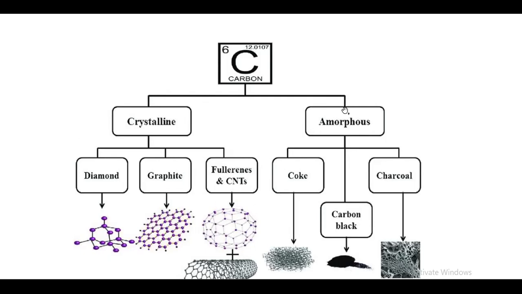Amorphous also consists of three: coke, carbon black, and charcoal. Amorphous is a kind of powdery material, while crystalline is formed completely of structures with sharp edges like crystals. So crystalline carbon is basically diamond, graphite, and fullerene and CNTs, carbon nanotubes, and amorphous carbon is coke, which is a kind of charcoal, and carbon black, which is powdery. This is the basic distinction between crystalline and amorphous. Now let's go further.